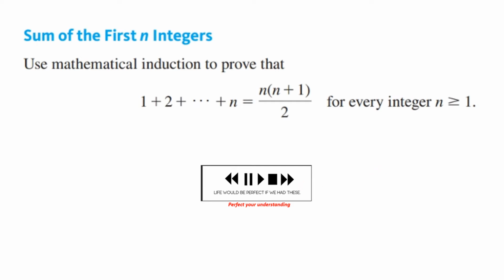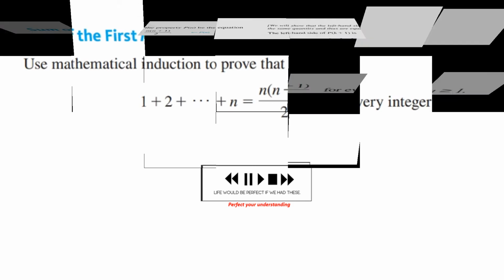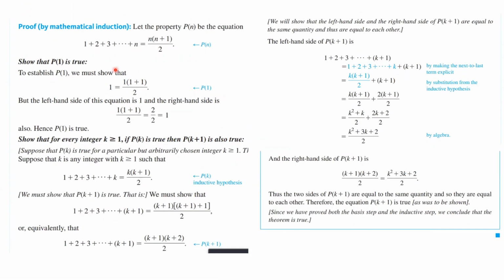Let's see how you did. So this is the property P of n that we're trying to prove. We have to show that P of 1 is true. So if we just take one term on this side, we get just 1. And if we put n to be 1 on the other side, we get this, which ends up being 1. So 1 is equal to 1. So P of 1 is true.